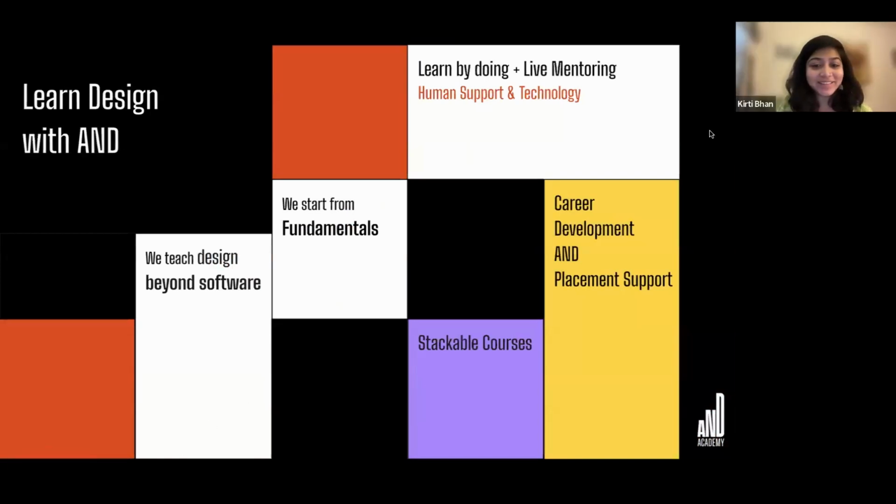I'll come back again to complete this whole circle. At AND, we learn design with AND. We teach design beyond software, as we just saw with all these portfolios that we have shared with you. We always start from fundamentals and take you to advanced levels, and you can see how others execute it. We learn by doing, and there are live mentoring sessions. So basically, it's a combination of human support and technology. There are stackable courses like we have talked about. There is also career development and placement support that we offer.